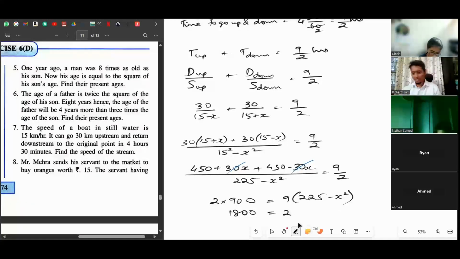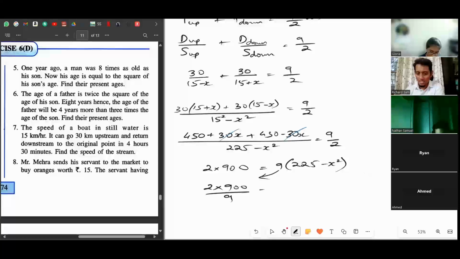Better than that, take this 9 on the left side instead of multiplying 9 over there, okay? So you have 2 into 900 divided by 9 is equal to 225 minus x square. See, you already multiplied with 9 and then you divided also with 9, no? So instead of multiplying and then dividing, take the 9 on the other side. So that becomes only multiply.